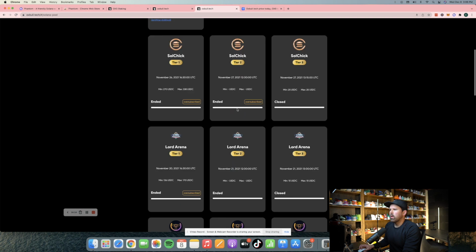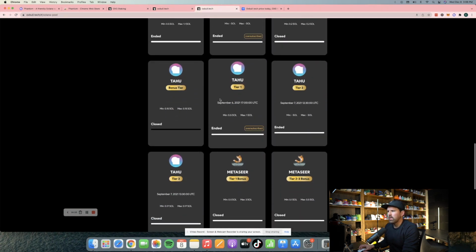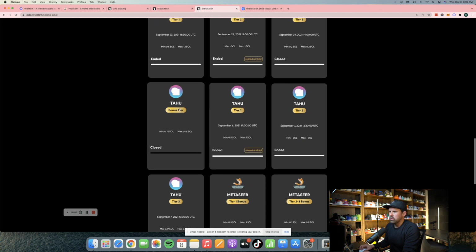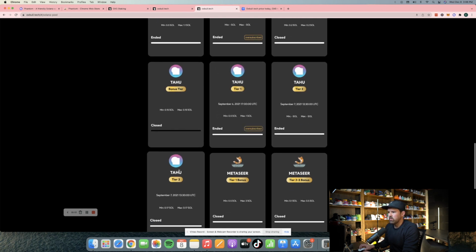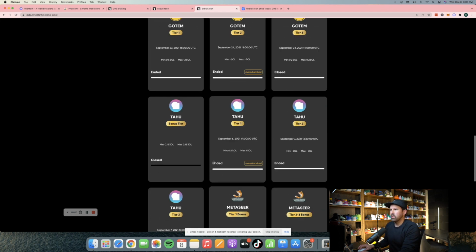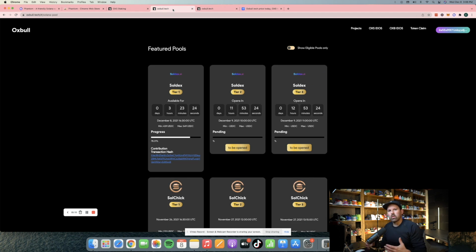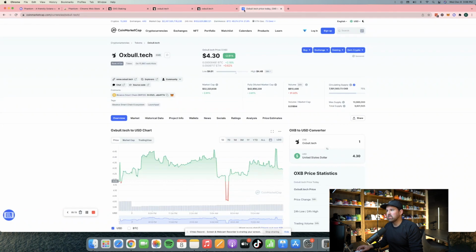On OXBULL, it will show the same thing, where there are all these different projects that you can get into. You can get into bonus tiers and tier 1 and tier 2 and tier 3, and tier 1 is the best, tier 2 is second best, and so on. You can get into some of these projects before they've actually released on CoinMarketCap and some of these others, but some of them are very expensive to get into.